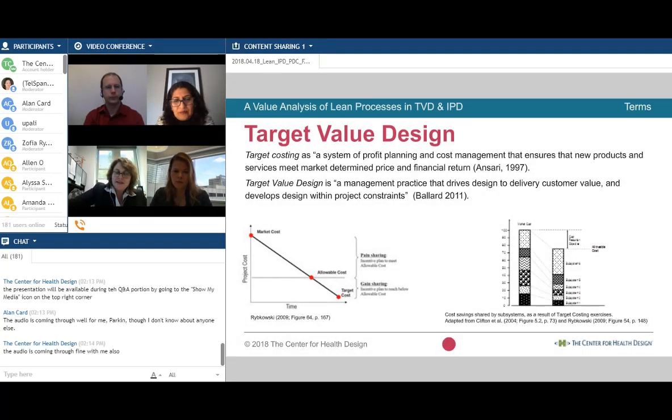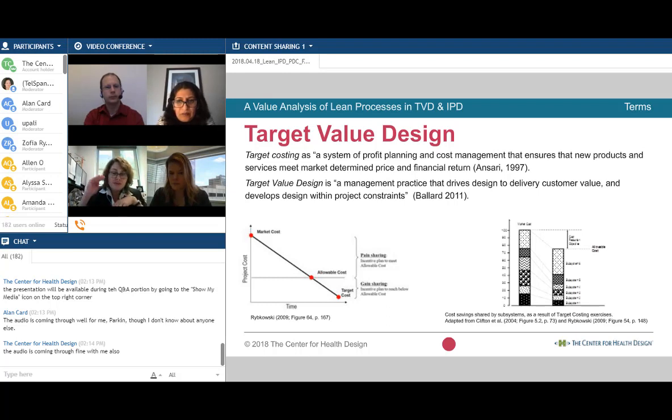In target value design, there are some common elements. It has a historical background in target costing, and basically it's a system of profit planning and cost management that ensures that new products and services need a market-determined price and financial return. If you think about pricing any kind of system, if it's a product, and you just say, well, I'm going to price it based on what the cost is and add a profit, inevitably there are problems because it may very well turn out that no one will buy that product at that cost.